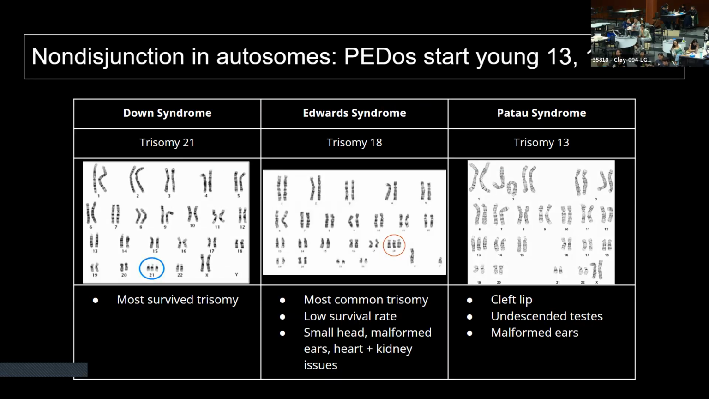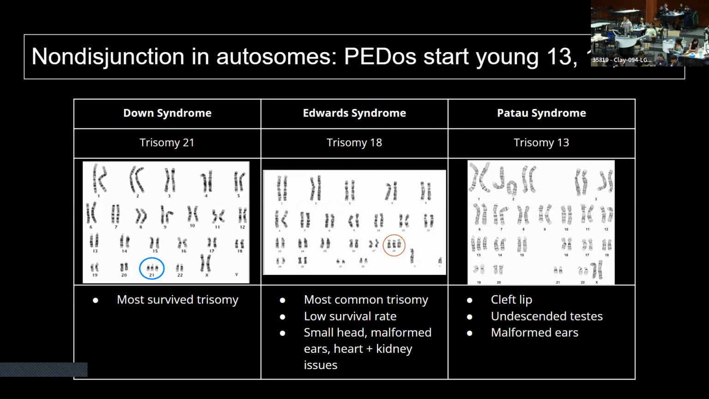When we have non-disjunction in autosomes, a mnemonic to remember, well, maybe not a good thing to remember, is pedos start young: 13, 18, and 21. This is a really good one. And since you all know it now, it's not going to be weird if someone's whispering pedos start young in your exam.